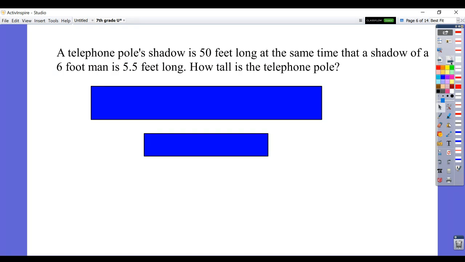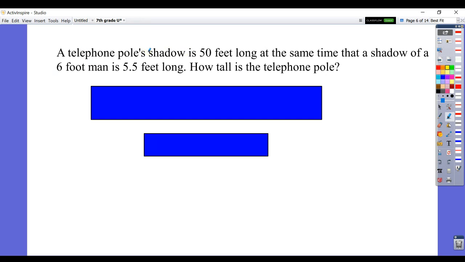This one we are told that a telephone pole's shadow is 50 feet long at the same time that the shadow of a 6-foot man is 5.5 feet long. We want to know how long the telephone pole is. Make sure on this type of problem that you read it closely to make sure that you're setting it up correctly with your cross products.